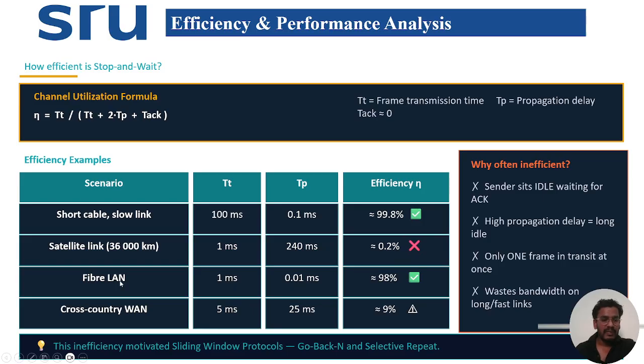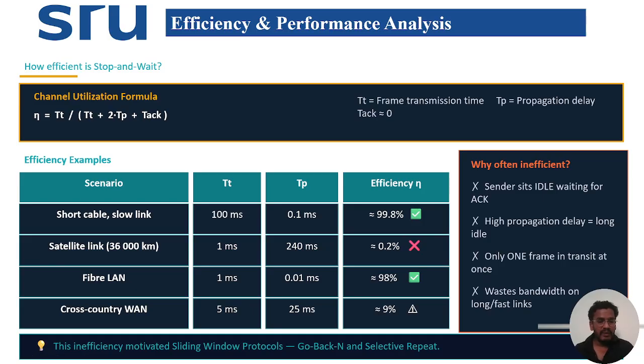Coming to the fiber LAN method, this is one of the data transmissions using a fiber LAN. The transmission frame takes 1 millisecond and the propagation delay is 0.01 milliseconds, and the efficiency is approximately 98 percent. And for cross-country WAN methods, the frame time is 5 milliseconds and the propagation delay is 25 milliseconds, so the efficiency is about 9 percent.